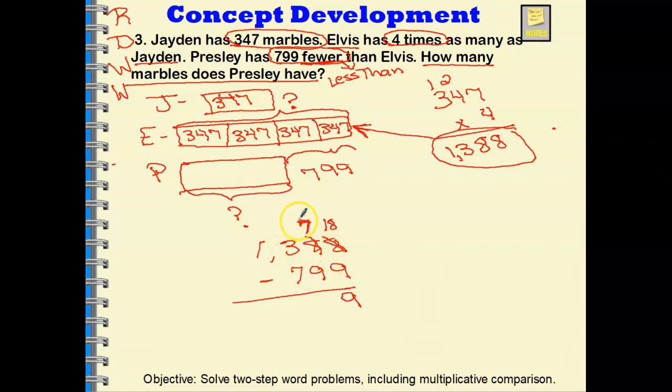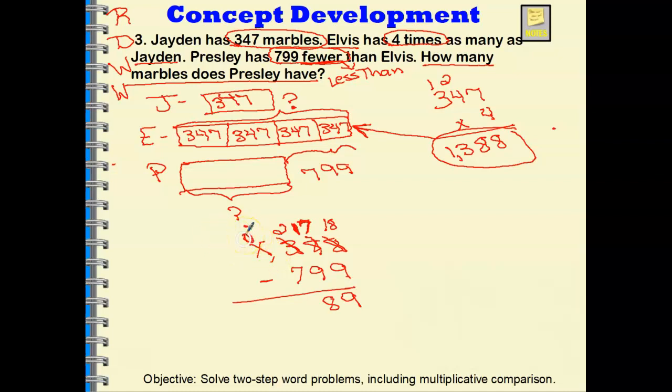Now, I don't want to take 9 from 7, so I'm going to have to go to the hundreds place and decompose there. So I'm going to take 100 away, so I have 2 hundreds left, and I'm going to decompose that 100 into 10 tens. So now I have 17 tens minus 9 is going to be 8. And then I don't want to subtract 7 from 2, so I'm going to go over here and decompose again.